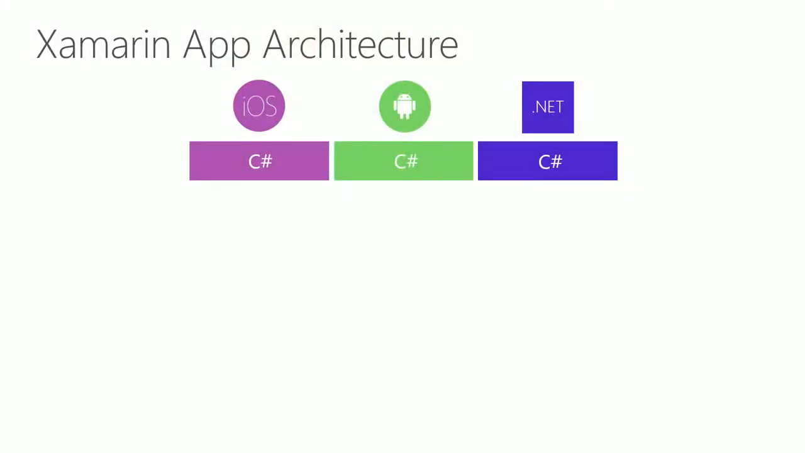Now, how we build and architect these applications looks a little bit like this. We start off with head projects. That's what I kind of like to talk about. These are our deployment targets, right? I want to build an iOS app, an Android app, or any other .NET application. And this is where any platform-specific code lives.